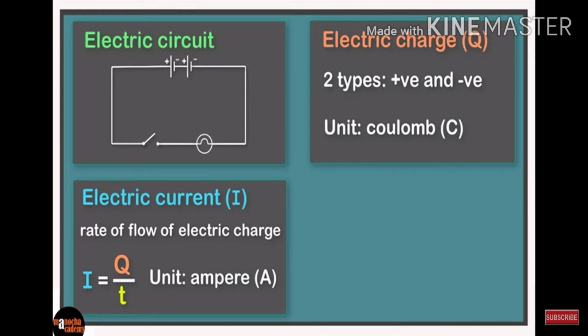The electric current is represented by I. It is the rate of flow of electric charge, that is I = Q/T. And the unit for measuring electric current is the ampere, represented by A.